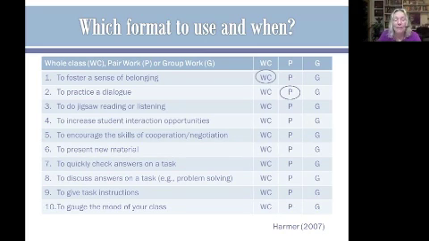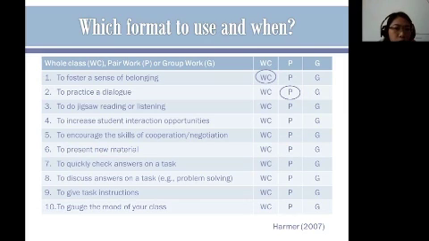Okay, jigsaw reading or listening. Are you familiar with those terms, jigsaw? So jigsaw means that if it's a reading, I might cut the reading into 4 pieces and each student reads only one part and then they share what they learned from their piece of the reading with other students. I just gave you the answer, kind of. Pair work or group work is okay, but I choose group work.